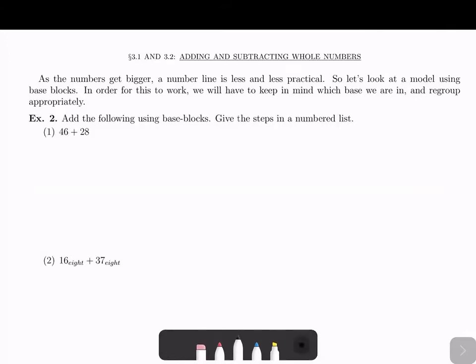Okay, so just like before, the first thing we're going to do is draw the blocks that we have. So we have 46, so we have 4. Oh no, that should be black, my apologies. So we have 4 longs, right? Remember that the base B rectangle is called the long. So we have 4 longs, and we're going to have 6 units. Okay, we're going to add that to 2 longs and 8 units.